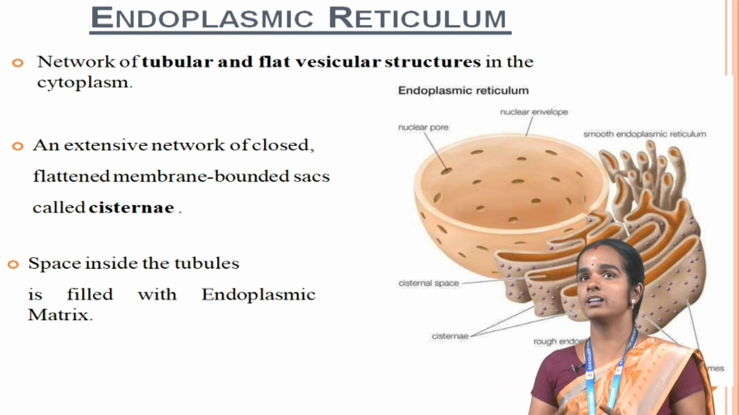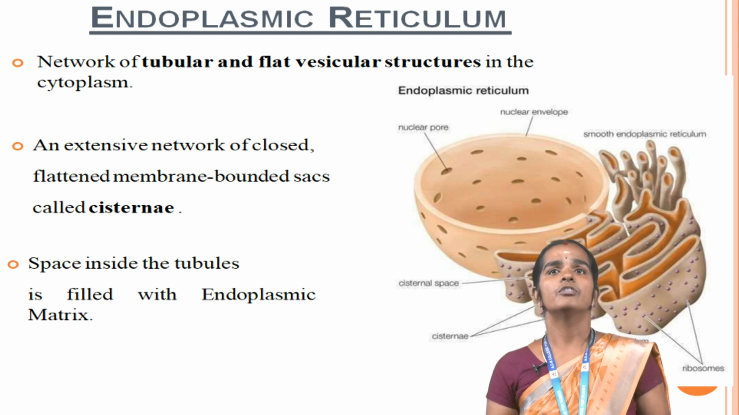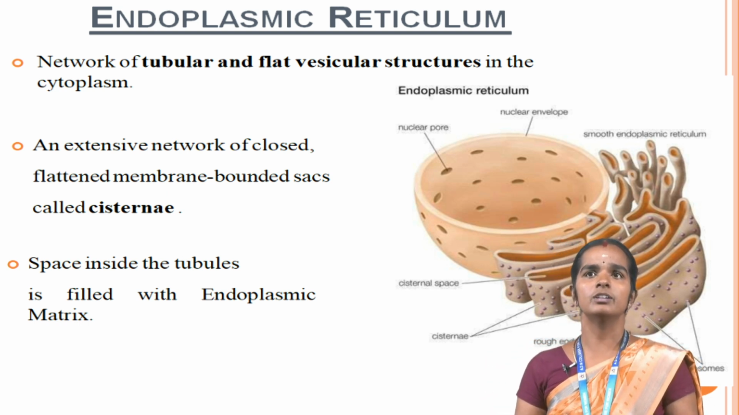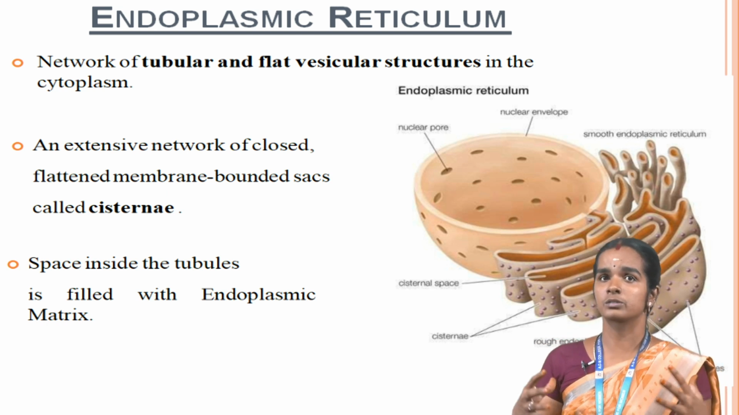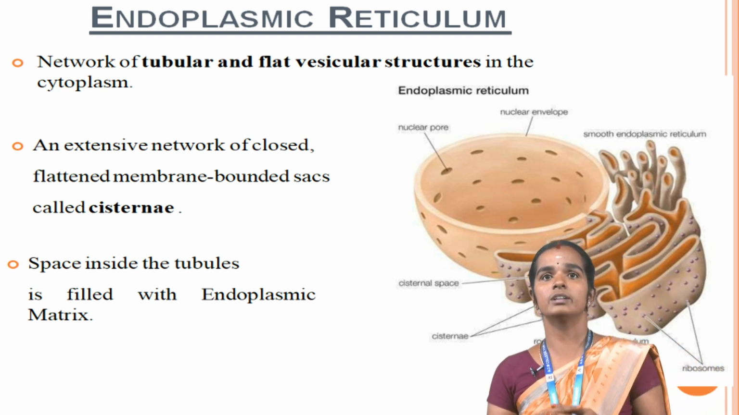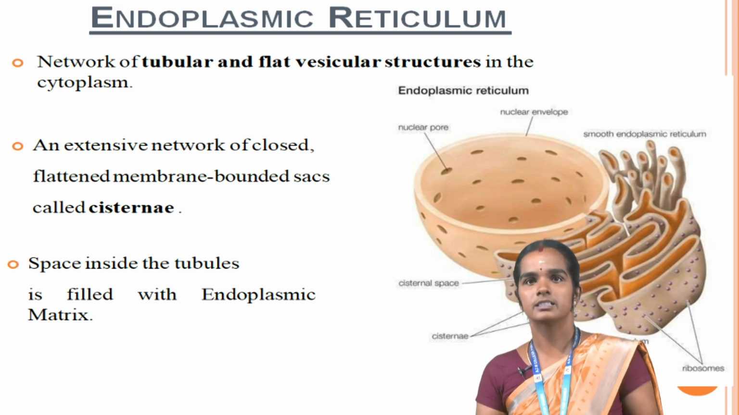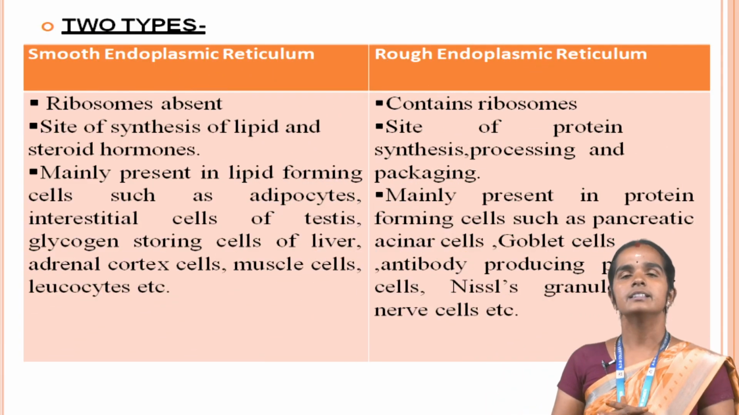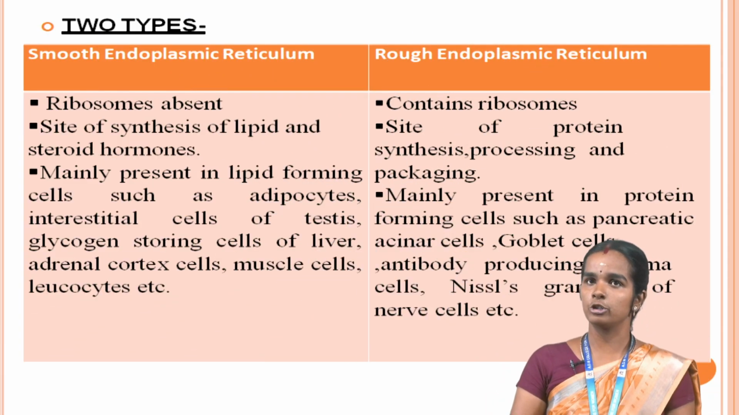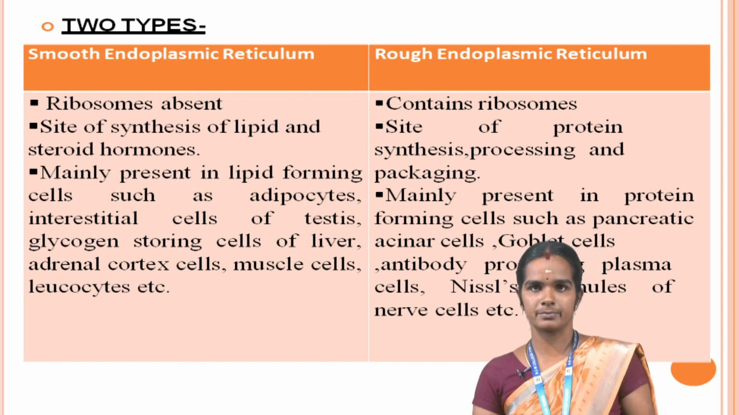Then the endoplasmic reticulum, otherwise called ER, is a network of tubular and flat vesicular structures in the cytoplasm. It is an extensive network of closed, planar, membrane-bounded sacs called cisternae. The space inside the tubules is filled with endoplasmic matrix. It contains two types: smooth endoplasmic reticulum and rough endoplasmic reticulum.